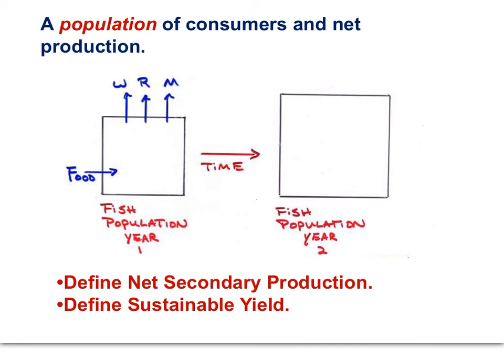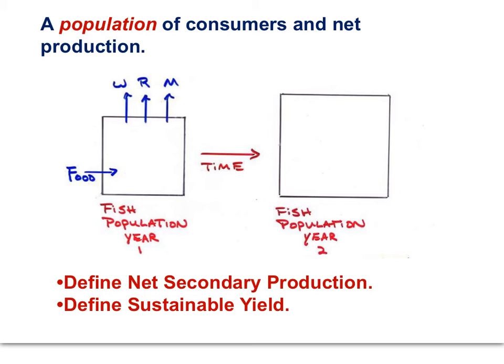In the last slide, you were looking at a single organism, and I asked questions about GSP and NSP, but the same questions could be asked of a population, a group of individuals of the same species living in a defined area. The system, represented as a box, is the entire population. Think of a fish population, and that fish population would be here in year 1. Food is an input, feces is an output, respiration is an output, and any fish death or mortality would also be an output, and the population grows from year 1 to year 2.